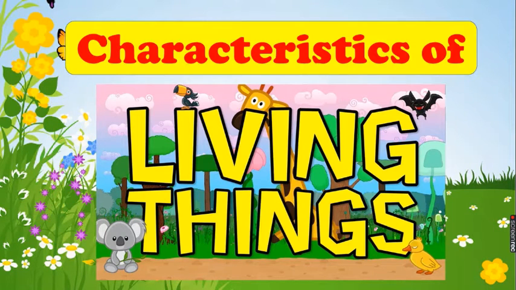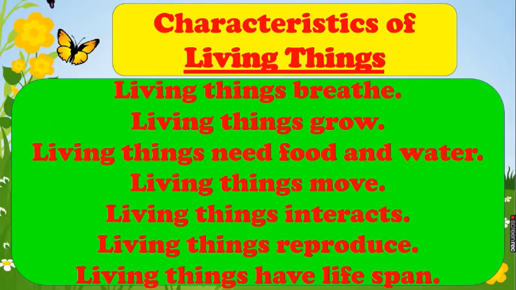So first, let's review quickly our characteristics of living things, because there are 7 of them, and actually more, and we'll try to review them as much as possible for you to remember, right? So let's all read together. Characteristics of living things. Living things breathe. Living things grow. Living things need food and water. Living things move. Living things interact. Living things reproduce, and living things have lifespan.